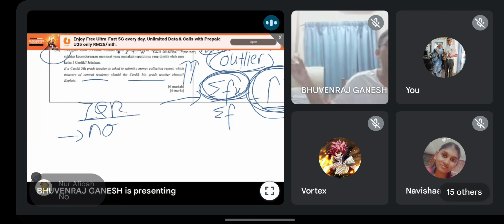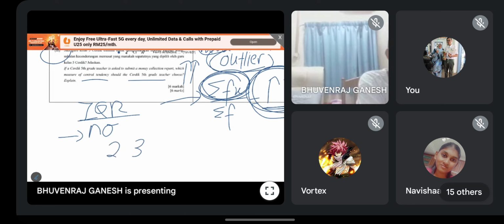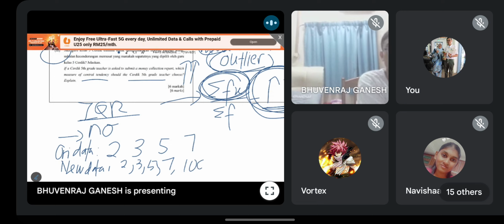So definitely no lah, sebab tadi mean is affected, right? So that's why IQR not affected. So guys, simple example. Katakanlah, ori data yang ni. Original data like this. Let's say new data masuk satu outlier yang besar sangat. I show you all the proof. Kamu cuba cari IQR guna yang ni. Let's say 1,000. Guys, apa formula IQR?